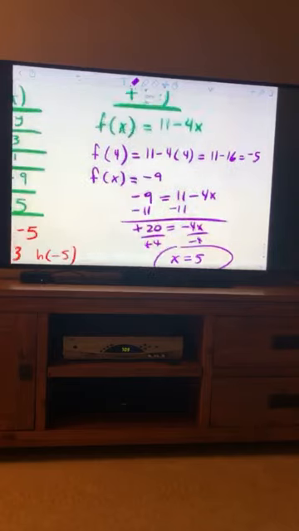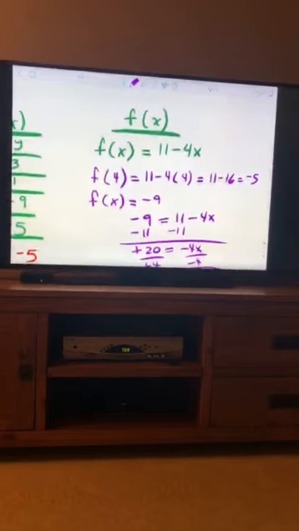So know the difference basically with functions. This is kind of like functions 101. Know the difference between inputs and outputs.